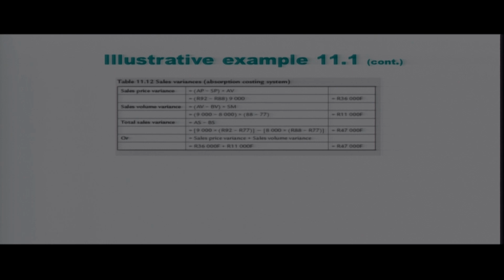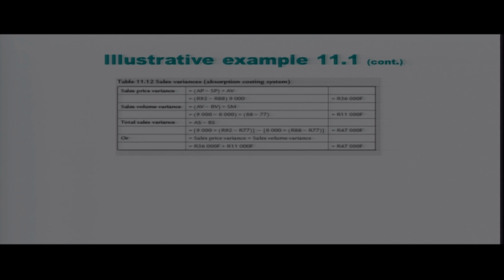Then you can say 88 Rand minus 77 Rand, that will give you 11 Rand multiplied by the 8,000, and that will give you the 88. Then you can say the actual sales value minus the budgeted sales value, and that will give you a variance of 47,000, which is favorable.